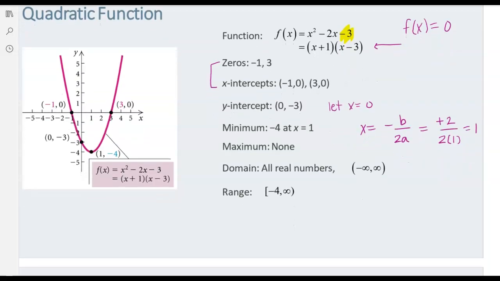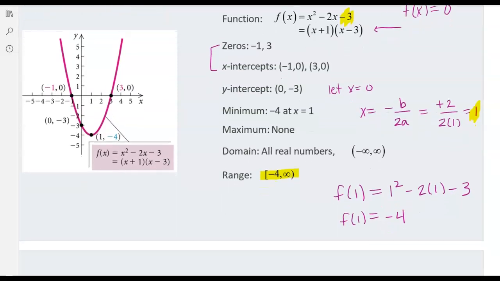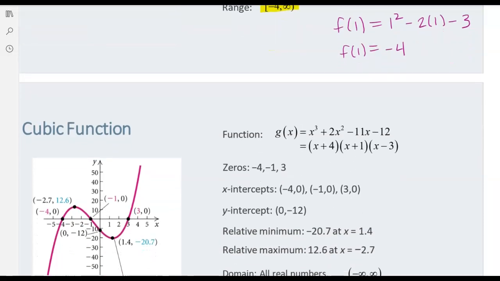The minimum point was found by taking that axis of symmetry number, and if we plug that into the original, 1 squared minus 2 times 1 minus 3, we get that f of 1 is -4. And so that's how we're getting the other coordinate, and we know that the minimum is at -4. So that helps us know that the range is going to go from -4 all the way up to positive infinity for this graph. Again, this is a review from the last section.